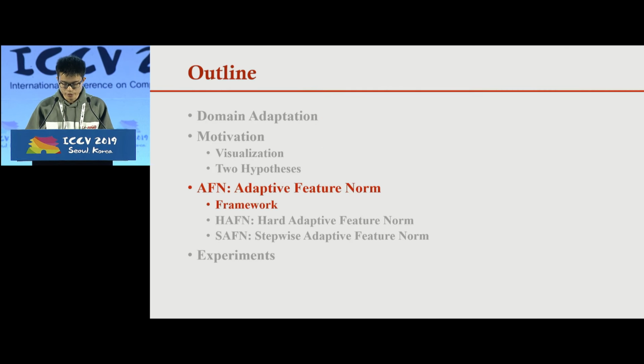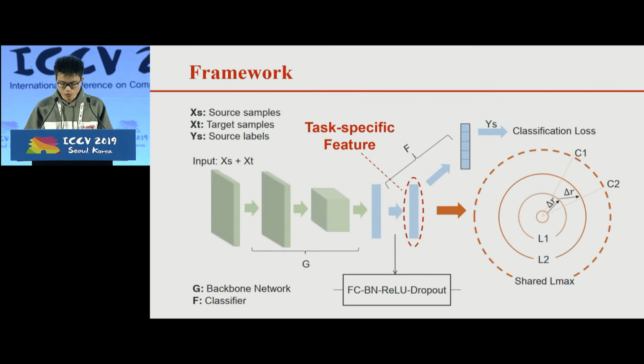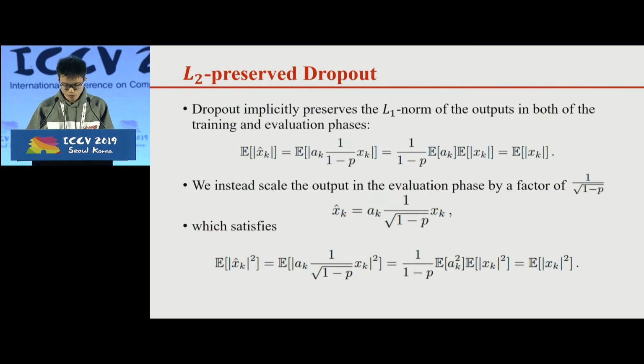With this in mind, we introduce our approach. Our framework is pretty simple: along with the traditional source classification loss, we just employ our feature norm constraints upon the task-specific features to meet our goal. We have to mention that the traditional dropout is preserving the L1 norm. However, as we are exploring the adaptive L2 feature norm, we instead scale the output at the training phase by a different factor and preserve the L2 norm of the features.